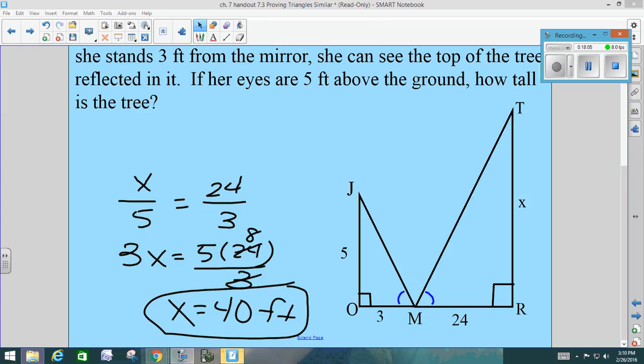Questions on this? Okay, you're just continuing to set up proportions, and you're also proving triangles similar. Here's your homework.